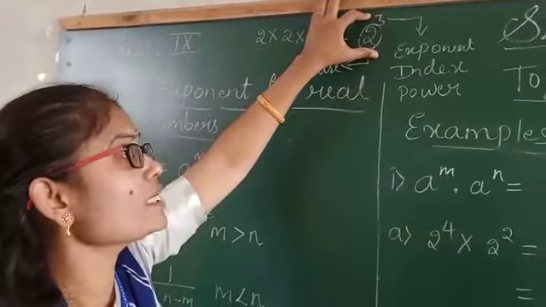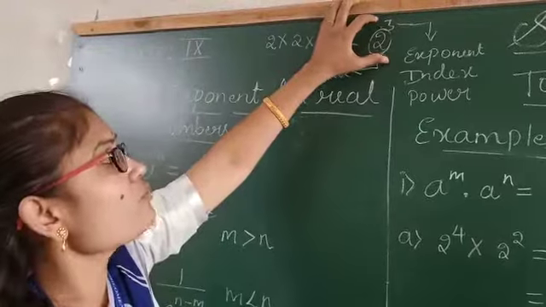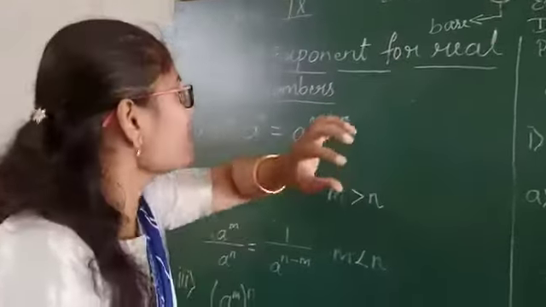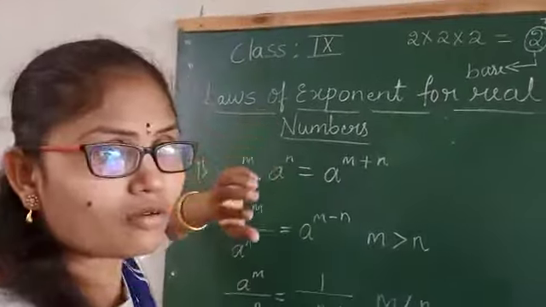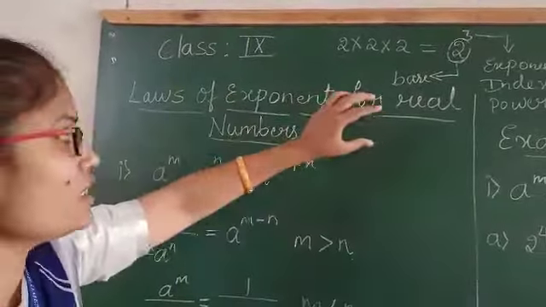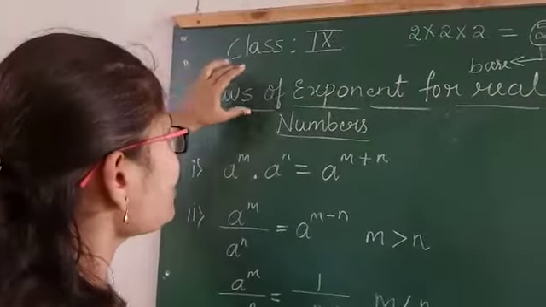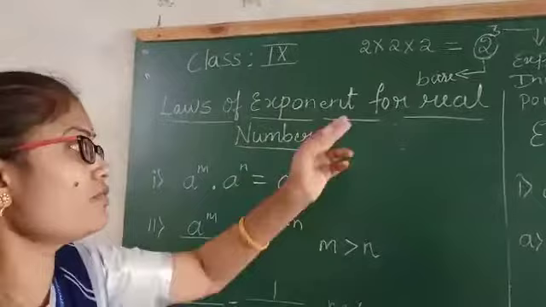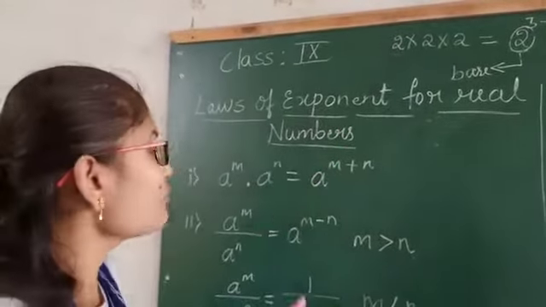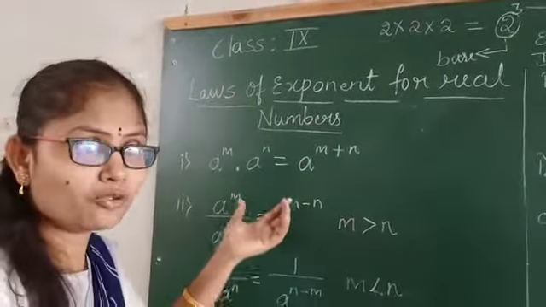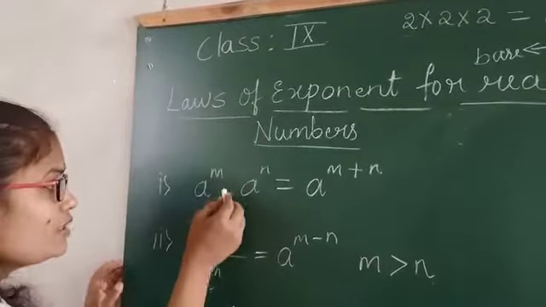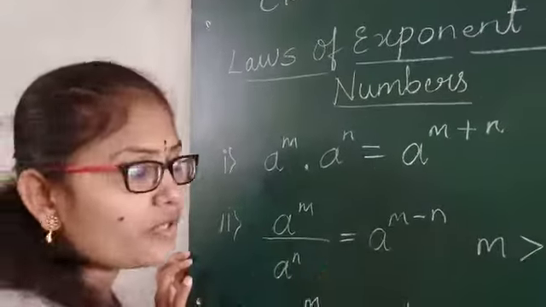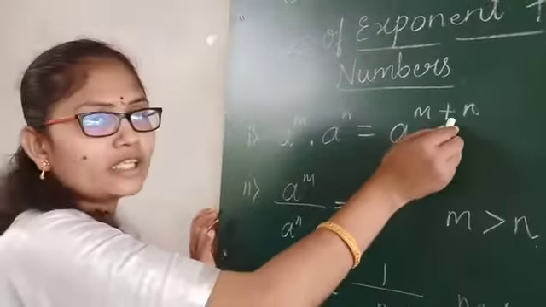For these numbers we are going to use some laws, because we have to operate on these numbers. That one we are going to call the laws of exponent. Today we are going to learn about the laws of exponent for real numbers. The first law of exponent is a to the power of m into a to the power of n is equal to a to the power of m plus n.